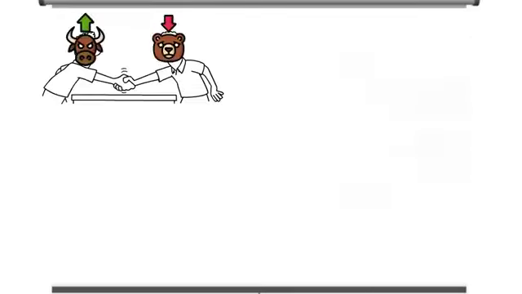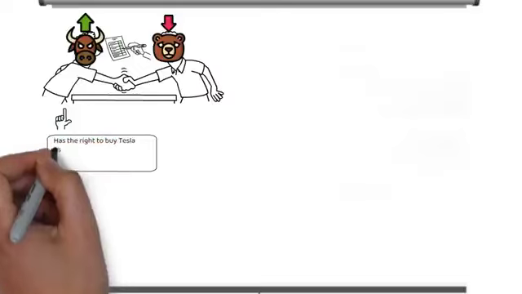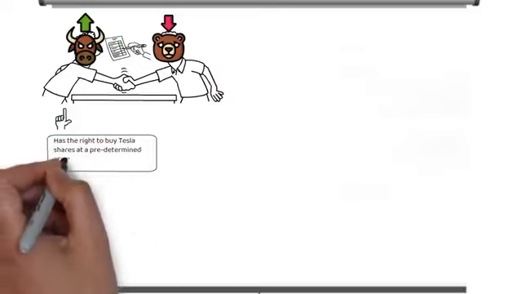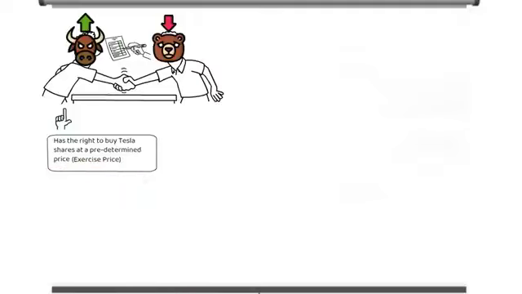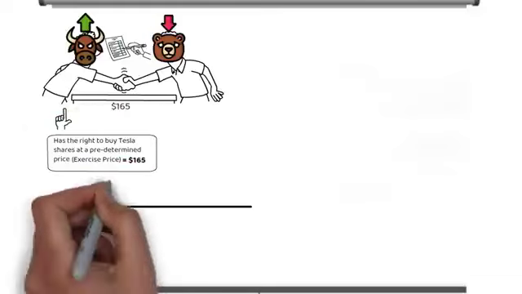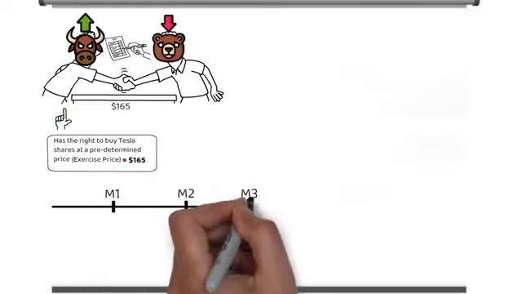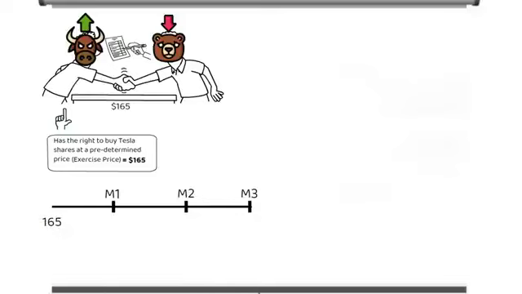Mr. Bull wants to speculate based on his view, but does not want to buy Tesla shares. He comes across another trader who has an opposite view on the company's stock price. We can call this trader the Tesla bear. Tesla Bull and Tesla bear enter into an agreement that lists their views, thereby providing Tesla Bull the right to buy the shares from Tesla bear at a predetermined price. This is called the exercise price. So, for example, if the price agreed between both parties is $165, Mr. Bull has an option to buy the stock at $165 after 3 months.